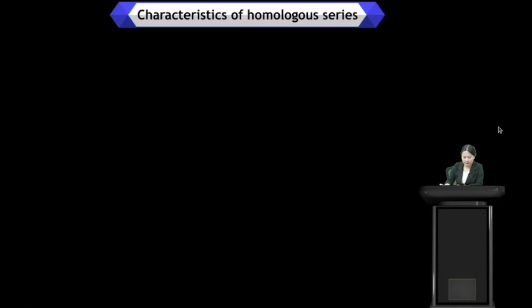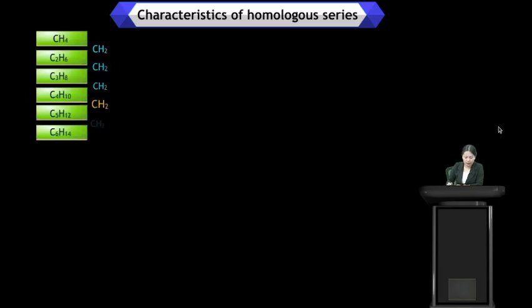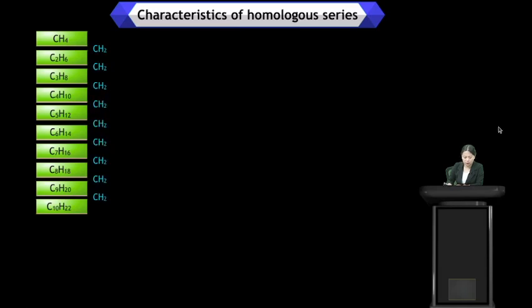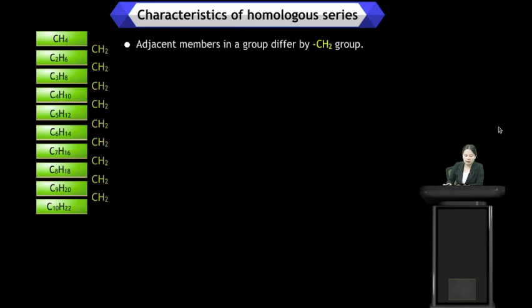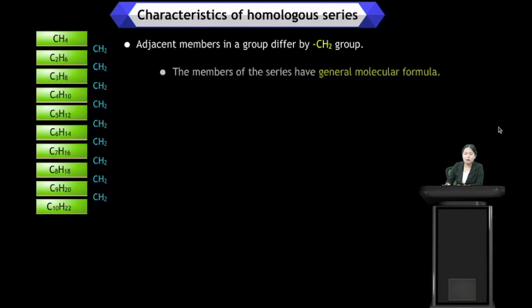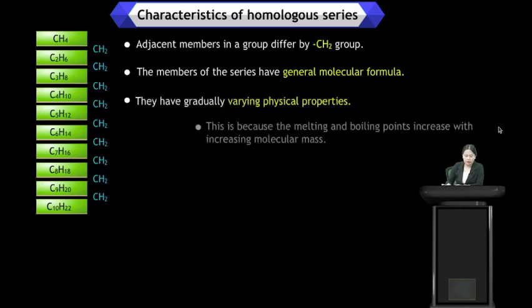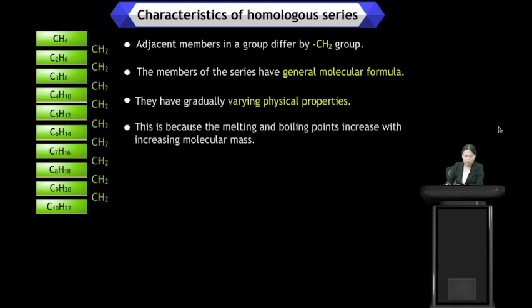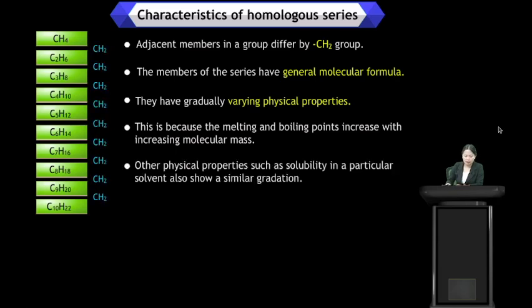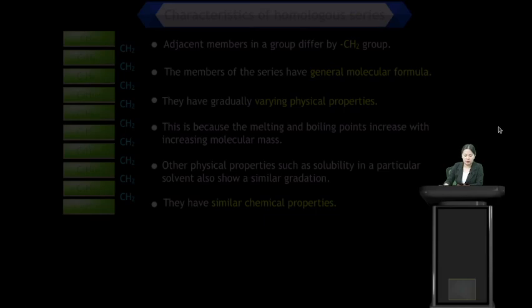Characteristics of homologous series. Adjacent members in a homologous series differ by a CH2 group. The members of the series have a general molecular formula, as we have seen for alkanes, alkenes, and alkynes. They have gradually varying physical properties, because the melting and boiling points increase with increasing molecular mass. Other physical properties such as solubility in a particular solvent also show a similar gradation, and they have similar chemical properties. So these are the characteristics of homologous series.